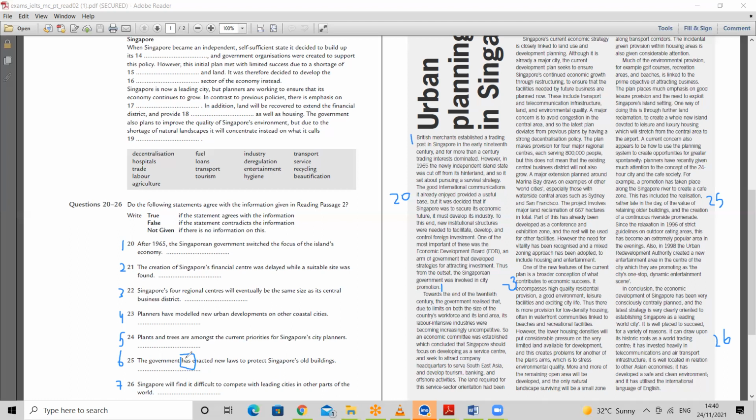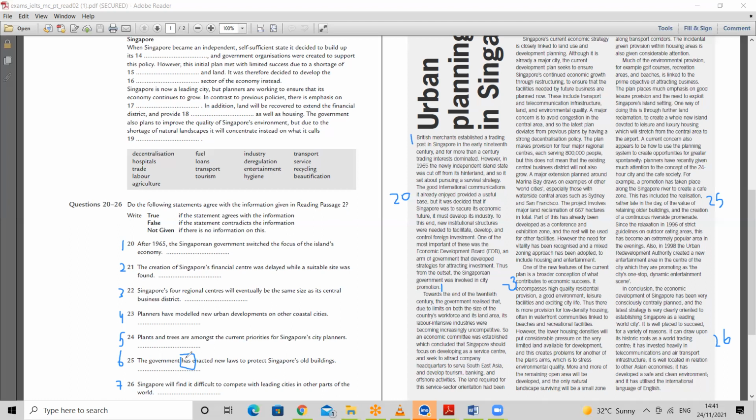So if you convert the statement to the question, it says, has the government enacted new laws to protect Singapore's old buildings? Now, looking at paragraph number 25, it might say whether the government has enacted the new laws or the government has not enacted the new laws for the protection of Singapore's old buildings. As long as the information is there, you can decide between true and false. Now, for instance, the paragraph says, well, yes, the government has, for example, plans on building new policies, new laws. You will say yes, because the information is synonymous, so it's true.